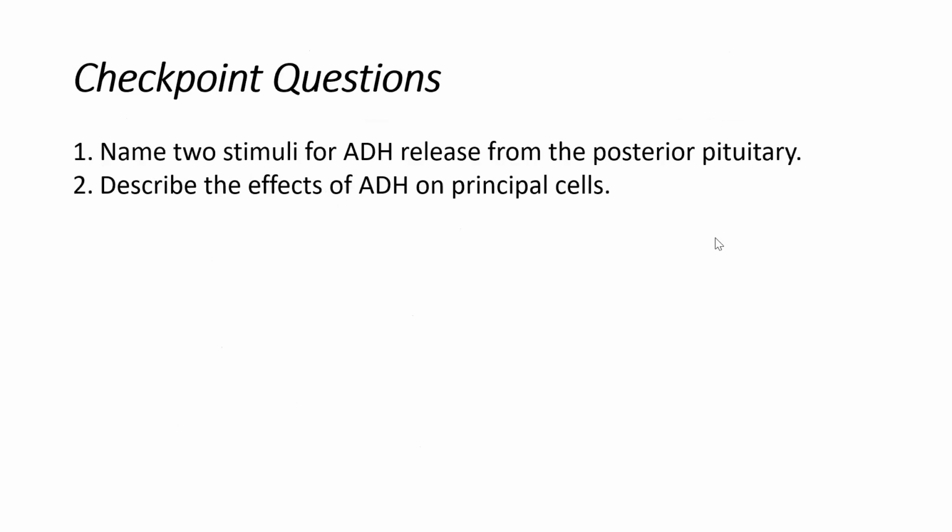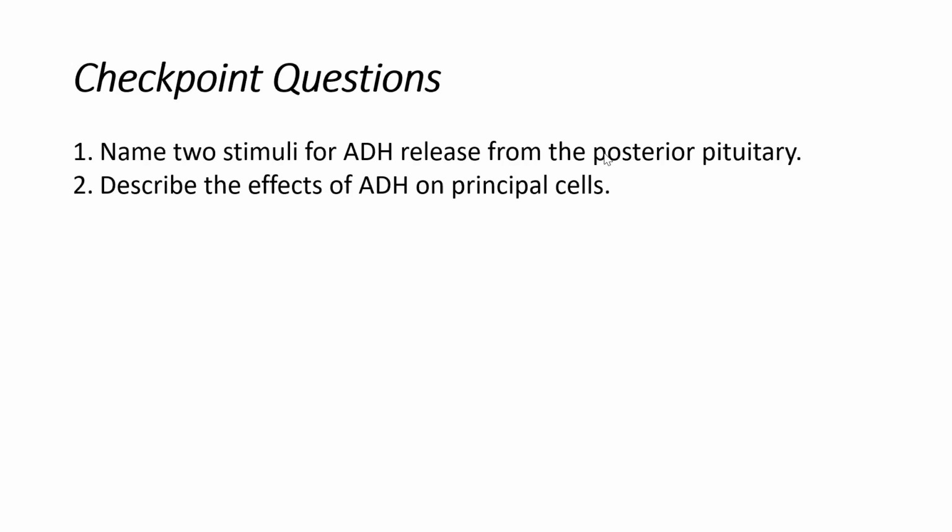Checkpoint questions here, and then we'll keep going. So the first question, name the two stimuli for ADH release from the posterior pituitary. And really stressing on the word release here. So it's not being secreted or made or synthesized from the posterior pituitary. It is only being released, right?